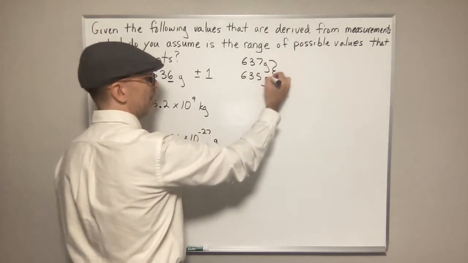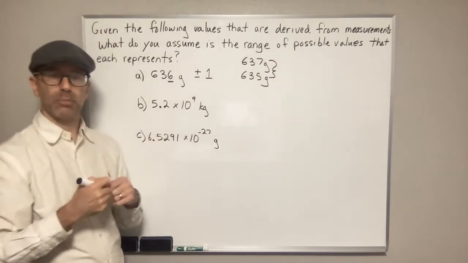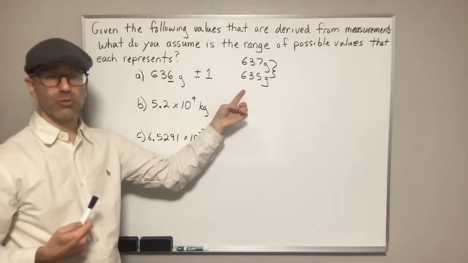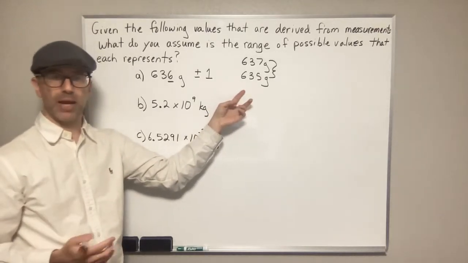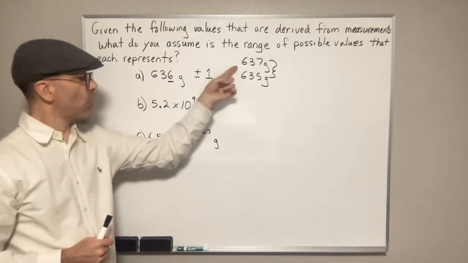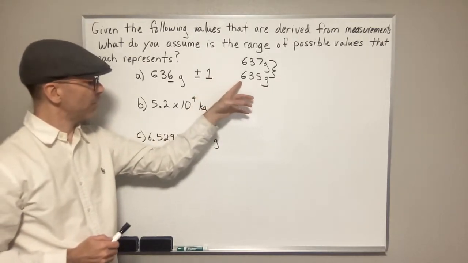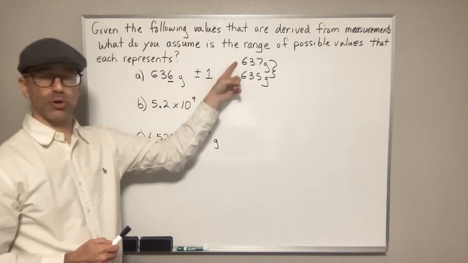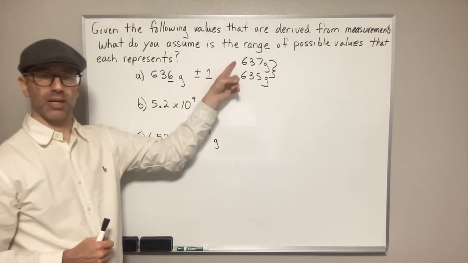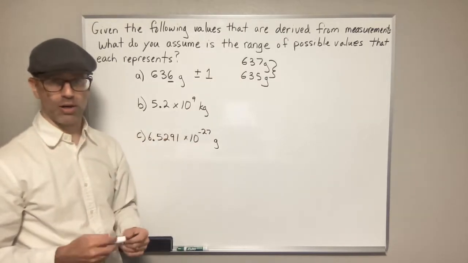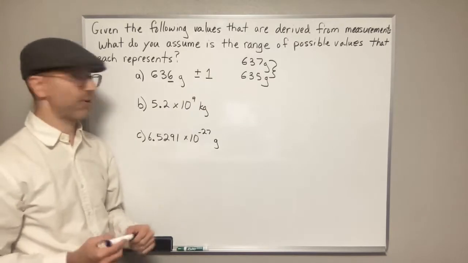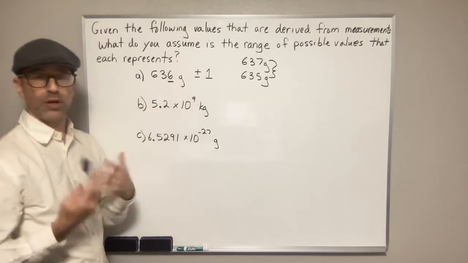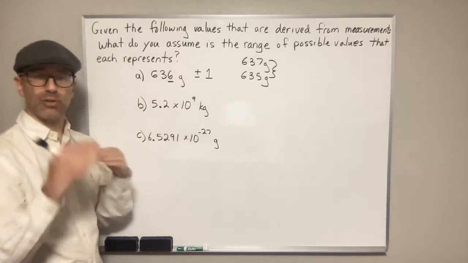Anything within this range is acceptable using the tool that we used. Anything that falls outside this range would not be acceptable. Some sort of mistake was made, and it would have to be thrown out. Any value that is less than 635 or greater than 637 would be outside the margin of error. This would be inside the margin of error given our uncertainty.